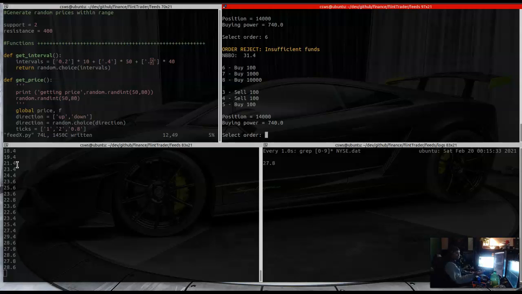So right now I'm kind of screwed because I need to do an average price calculation, because that's going to affect how I can be profitable.